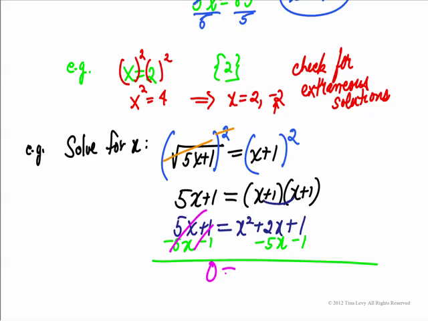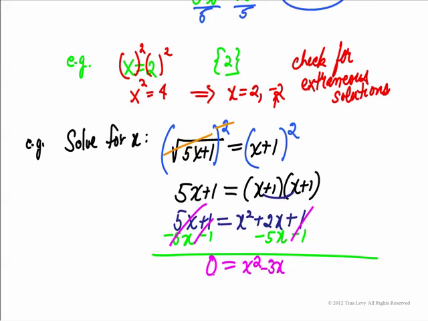Now I have 0 is x squared, 2x minus 5x, negative 3x, and it's like that. Now we're ready to factor, and its greatest common factor, x comes out, and dividing x into x squared x into negative 3x. And this is going to give us our two solutions. X is 0, x is 3.